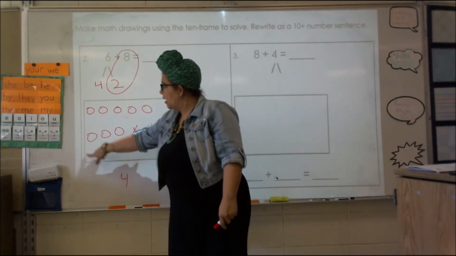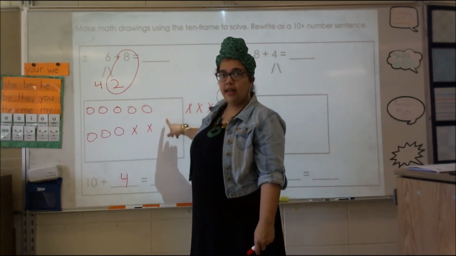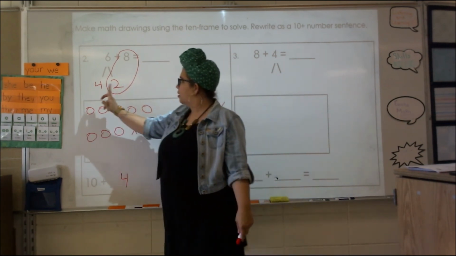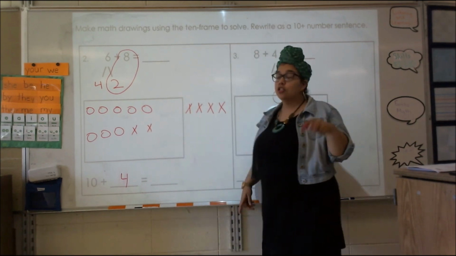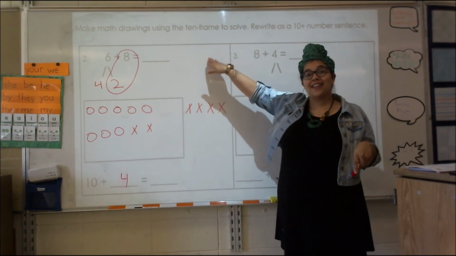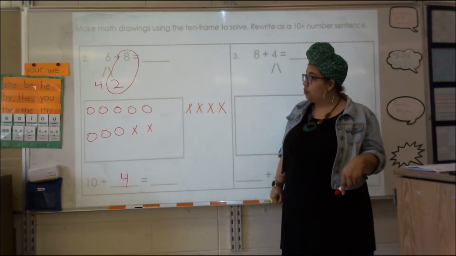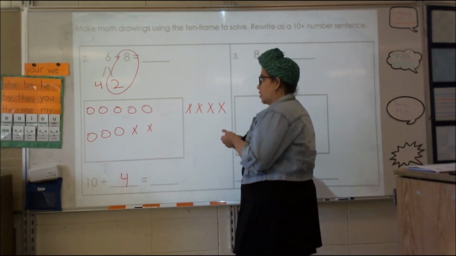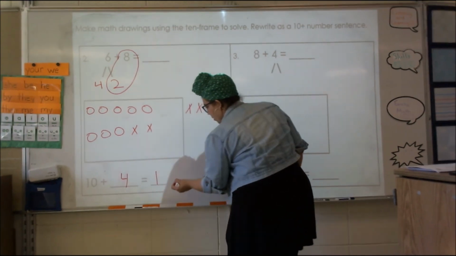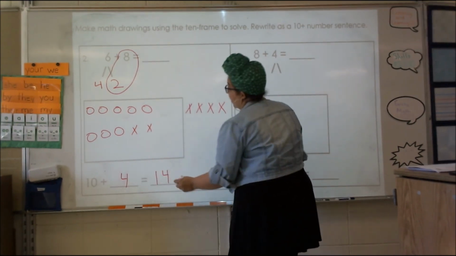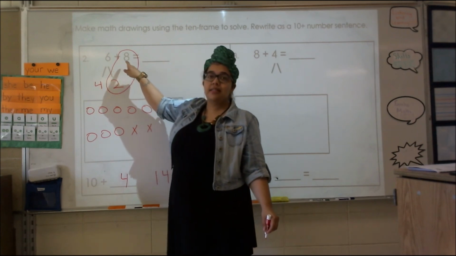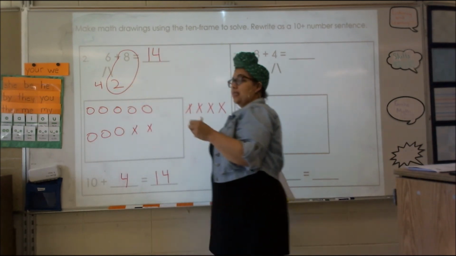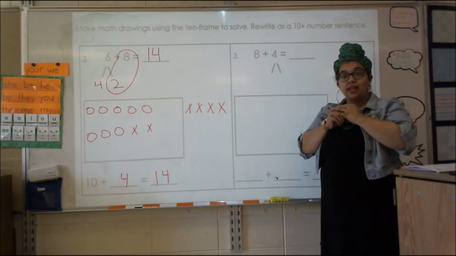So 10 is my picture here. 8 and 2, 8 and 2. Check. 4 out of the box. Check. So my picture confirms what I did with my number bond, which means that 10 plus 4, 10 and 4 more is 14. Then we also know that 6 plus 8 is equal to 14.